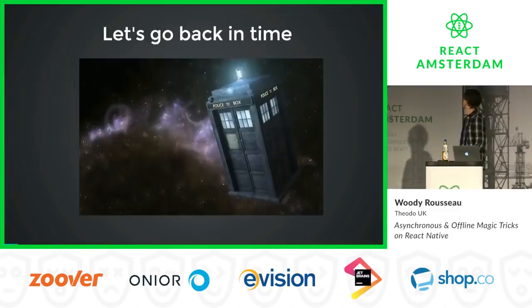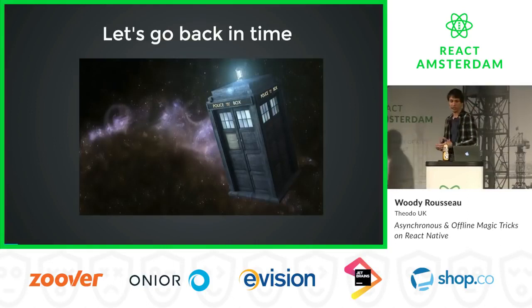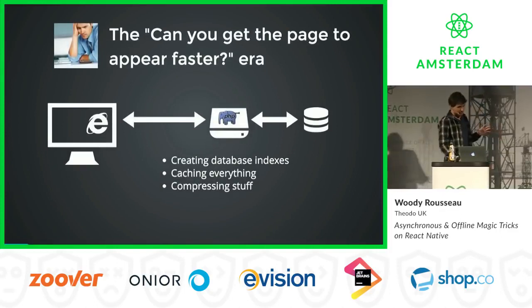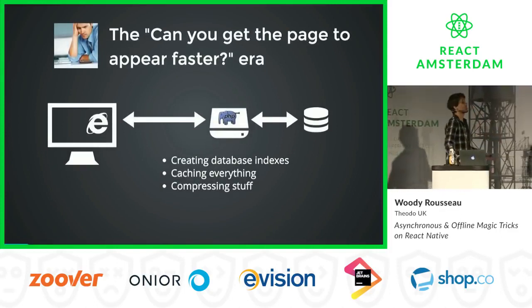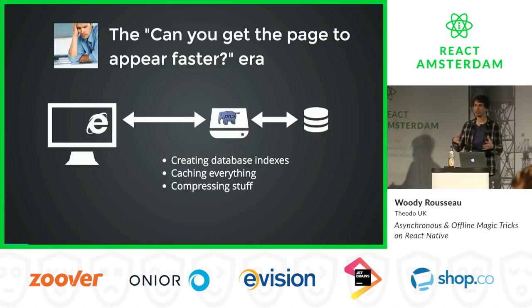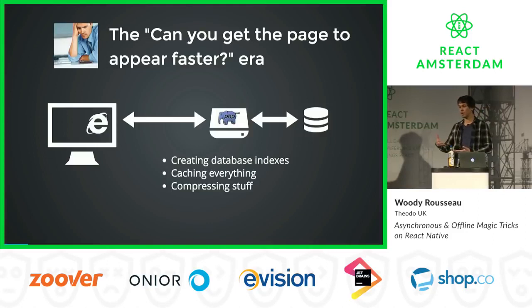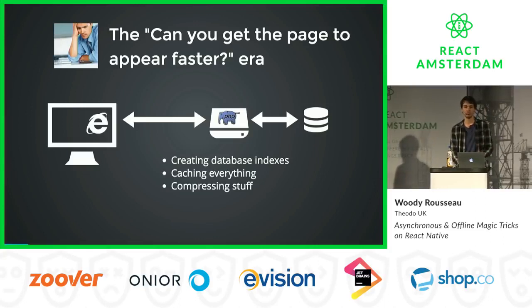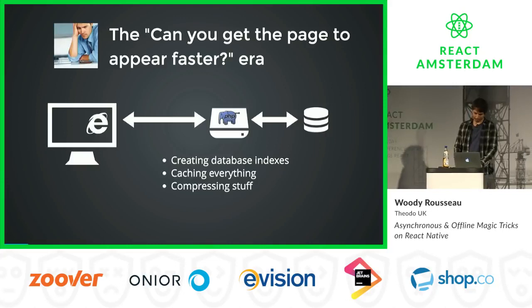So let's go back in time. Let's start the talk by going back in time in the different eras of client expectation when building an app. So this was the "can you get the page to appear faster" era. You had usually something like a PHP full stack application, and what you wanted to do is to make the browser request to the server as fast as possible. So you had the developer spend his time creating database indexes, caching stuff, compressing stuff so that the HTML gets quicker to the browser. So there was basically no need for real front-end work to satisfy the client.